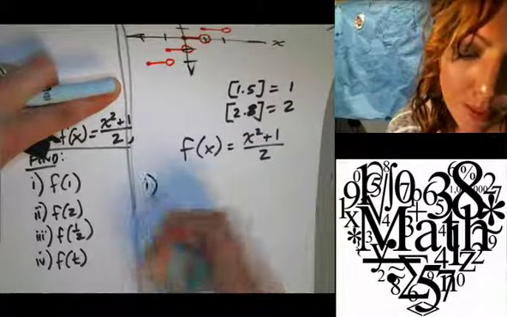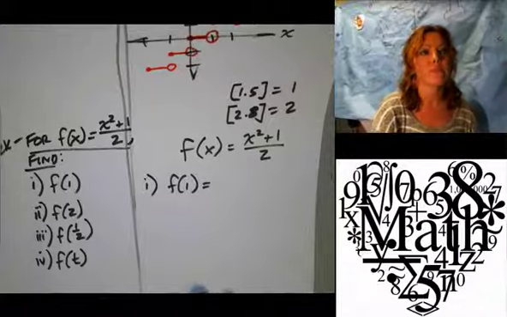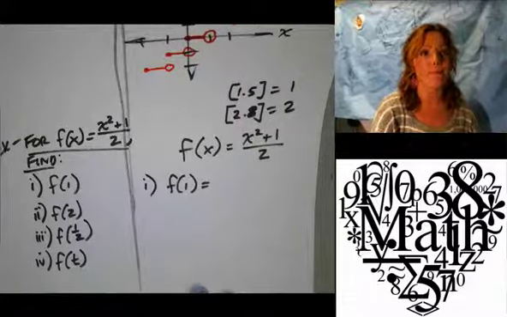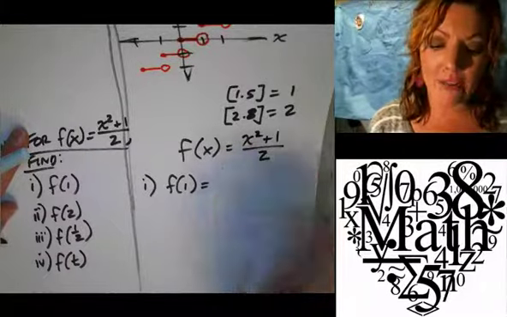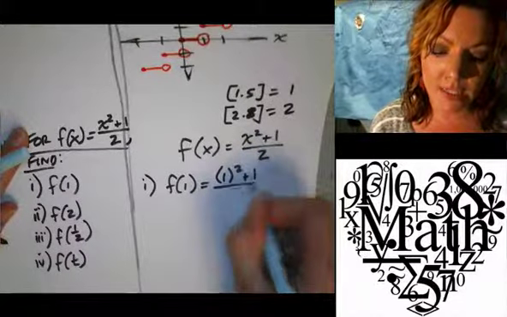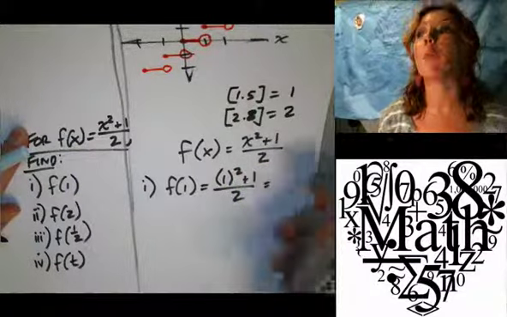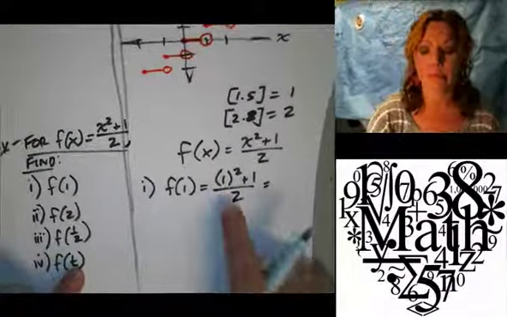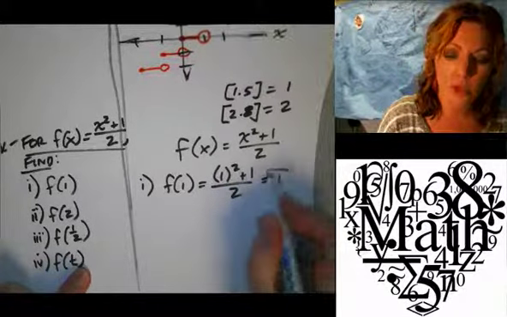All right, so can somebody tell me how I would go about finding f of 1? This should be review for all of us. Ram. Exactly. Put the 1 in for x. Everybody give it up for Ram. All right, here we go. Ready? Shout it out. What is 1 squared? 1. Plus 1? 2. Divided by 2? 1. So f of 1 is 1.